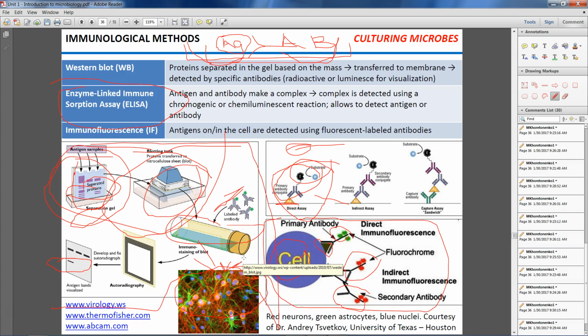Where would you think this method would work great? In what kind of samples? What can you put under the microscope that consists of cells? Yeah, tissue. You can put a slice of tissue and stain for the pathogen. And you don't have to look for one pathogen. You can look for 2 or 3 or 4 if you have different colors. Does that make sense?